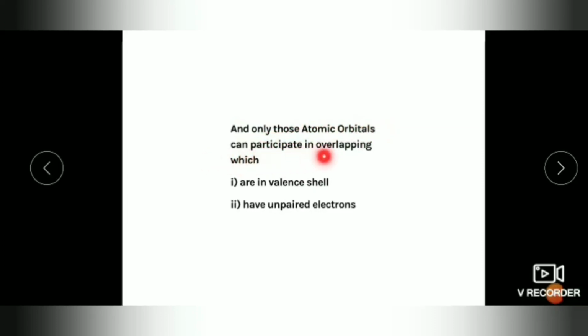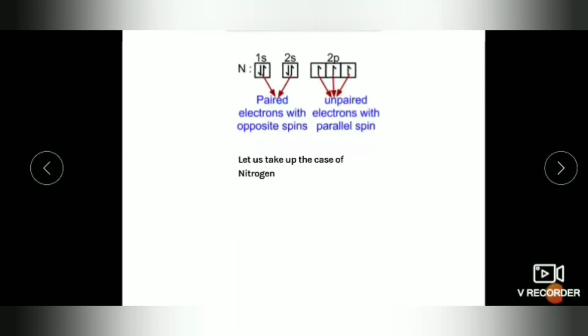Atomic orbitals can participate in overlapping only if they contain valence shell electrons, and they must contain unpaired electrons. So I will take one example, nitrogen. Nitrogen contains 7 electrons: 1s2, 2s2, 2p3. First you fill the 1s orbital with 2 electrons having opposite spin, plus half and minus half.